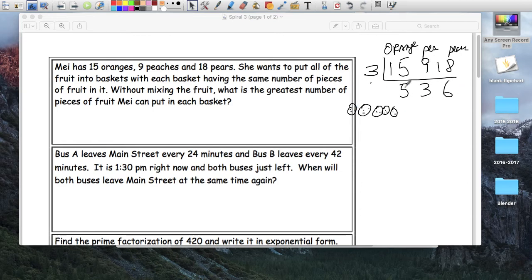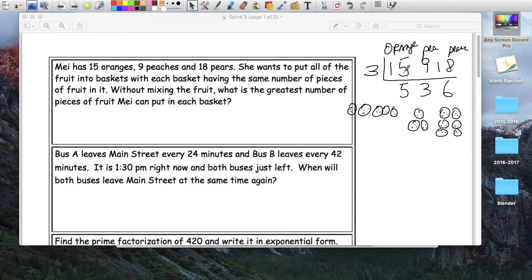With the peaches, she's going to make 3 baskets, 1, 2, 3, and you're going to have 3 peaches inside each. And with the pears, she's going to make 6 baskets, 1, 2, 3, 4, 5, 6, and you're going to have 3 pears in each.